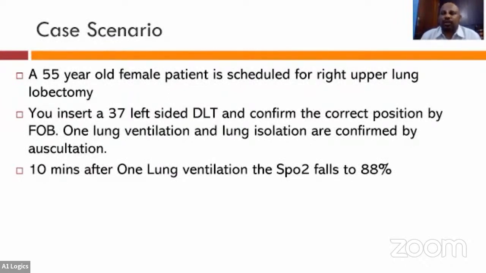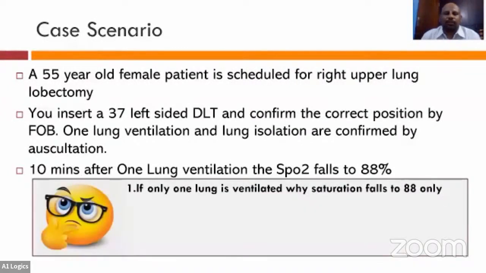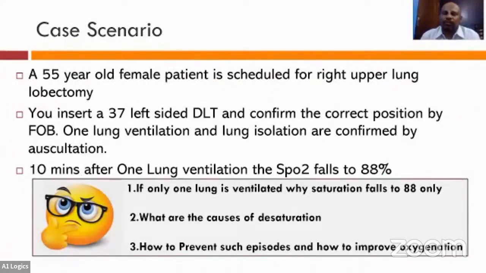So now few questions should arise in your mind. If only one lung is ventilated, the saturation should have been 50%, right? Why is it only 88% now? And what are the causes of such desaturation? And how to prevent such episodes of desaturation and how to improve the oxygenation in the intraoperative period?